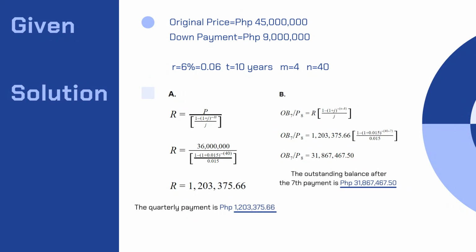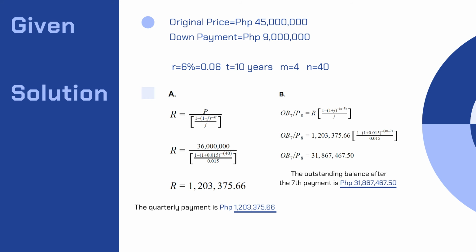From the problem, we know that the original price is 45 million, the down payment is 9 million, the rate is 0.06, M is 4, and the term is 10 years, and N is 40. Note that J is equal to R over M, so here J is 0.06 over 4, or J is equal to 0.015. For letter A, we need to solve for the quarterly payment.